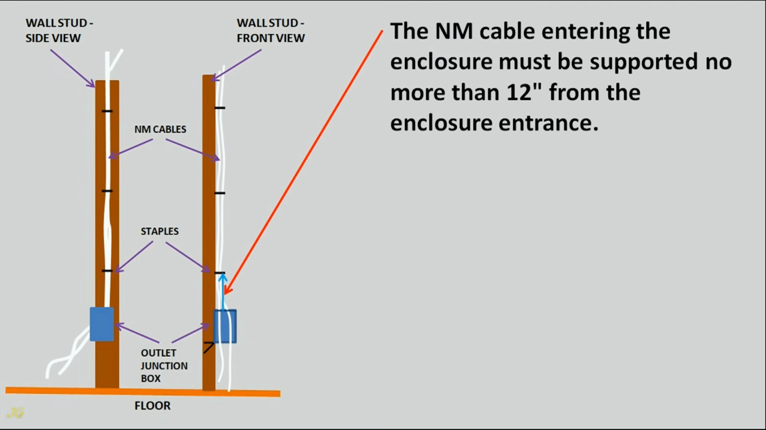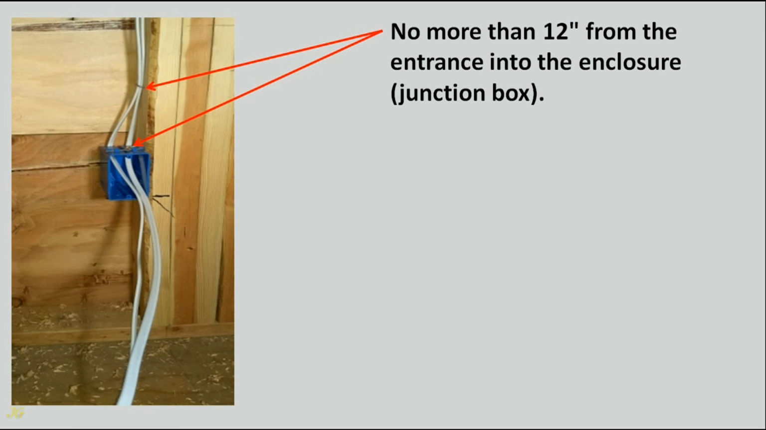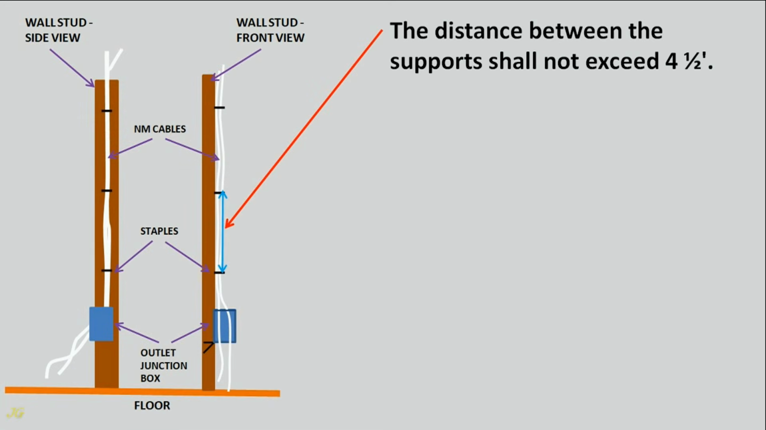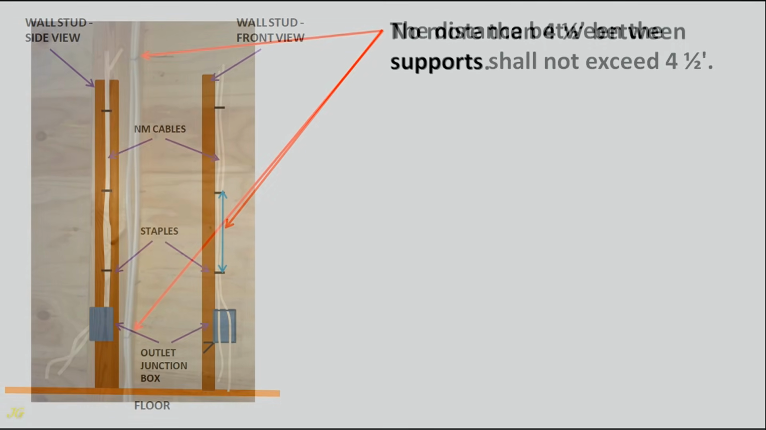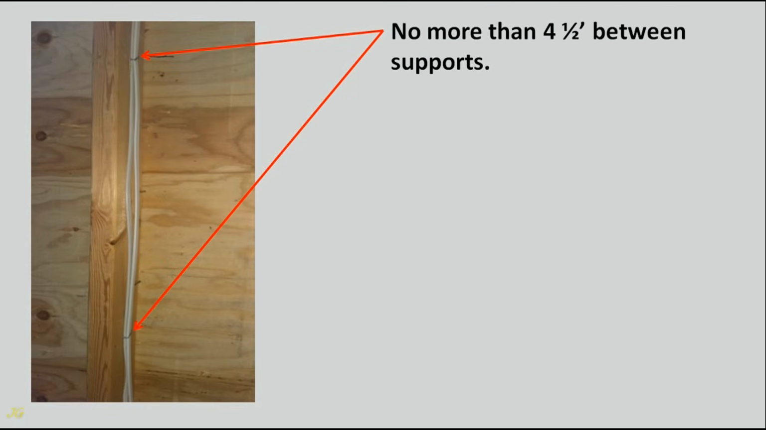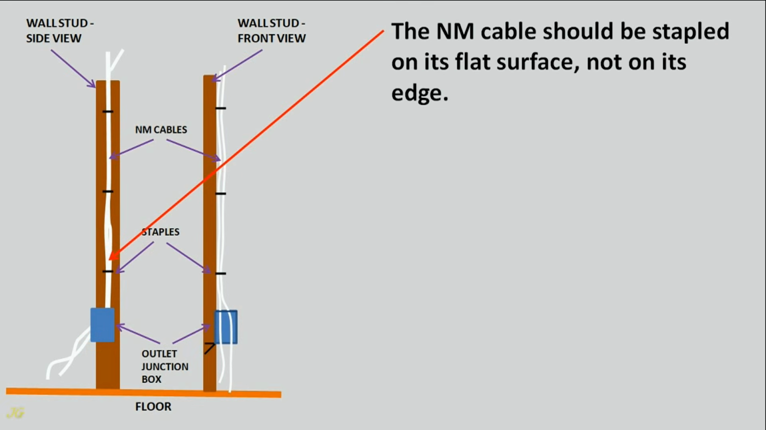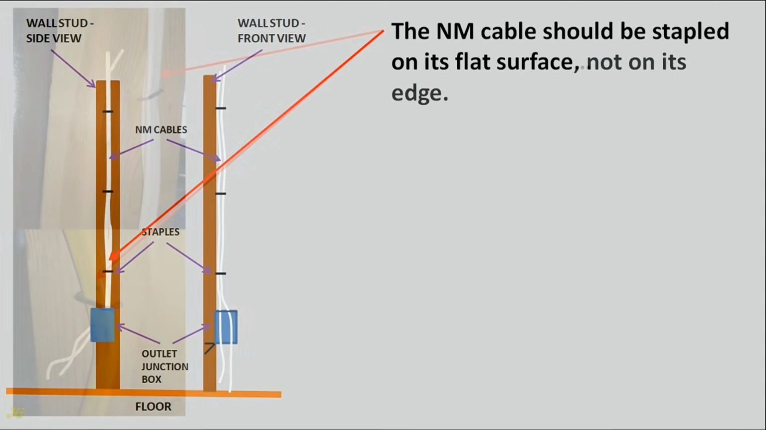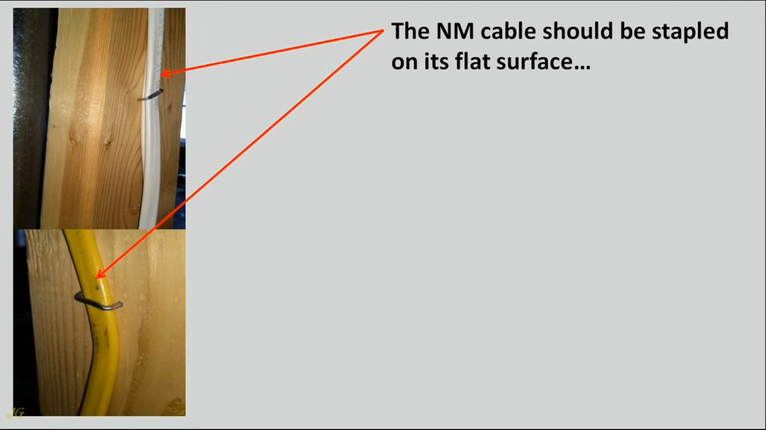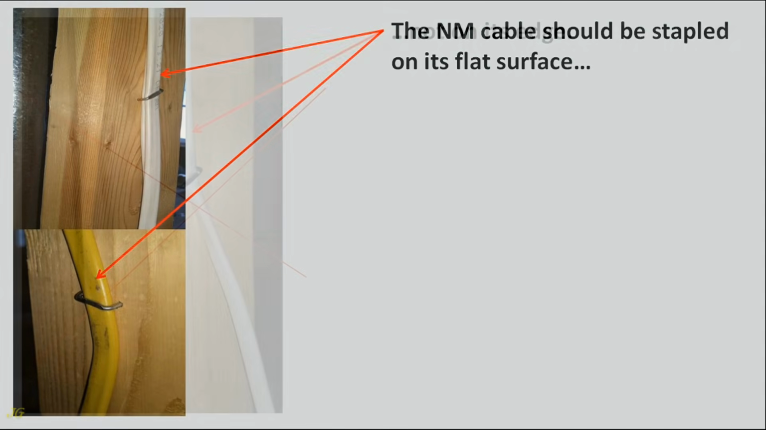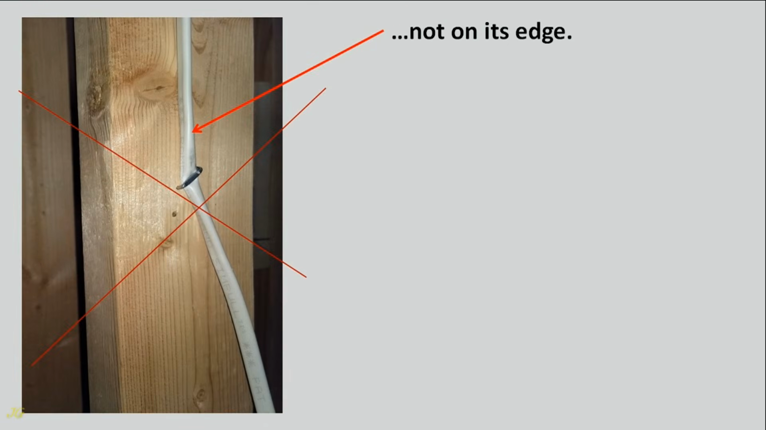The NM cable entering the enclosure must be supported no more than 12 inches from the enclosure entrance. No more than 12 inches from the entrance into the enclosure, junction box. The distance between the supports shall not exceed 4.5 feet. No more than 4.5 feet between supports. The NM cable should be stapled on its flat surface, not on its edge.